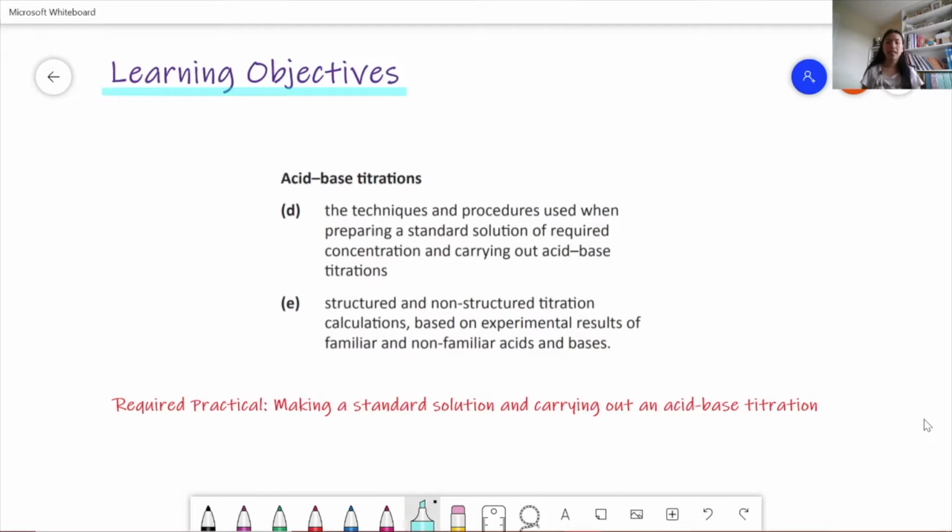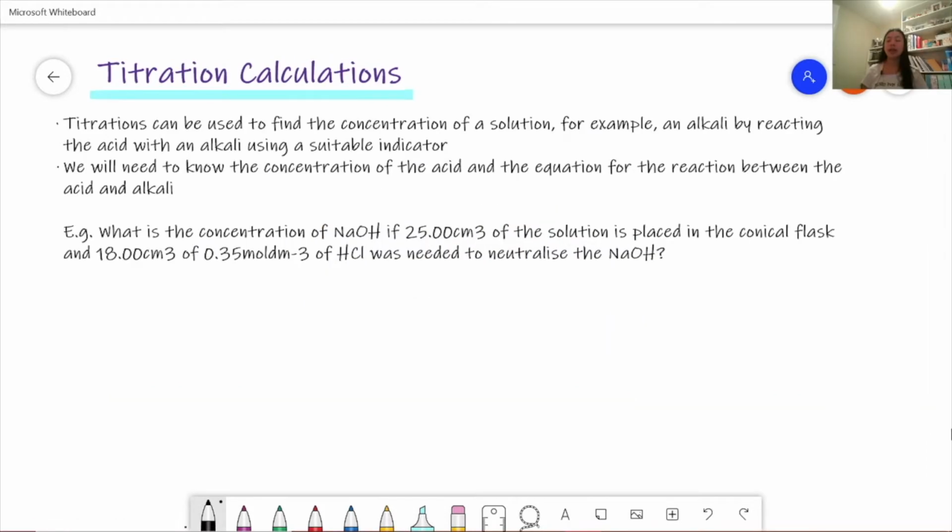The first is to look at the techniques and procedures used when preparing a standard solution of required concentration and carrying out acid-base titrations, and then look at the structured and non-structured titration calculations based on experimental results of familiar and non-familiar acids and bases. We're then going to look at a required practical, which is making a standard solution and carrying out an acid-base titration. So now we're going to have a look at titration calculations.